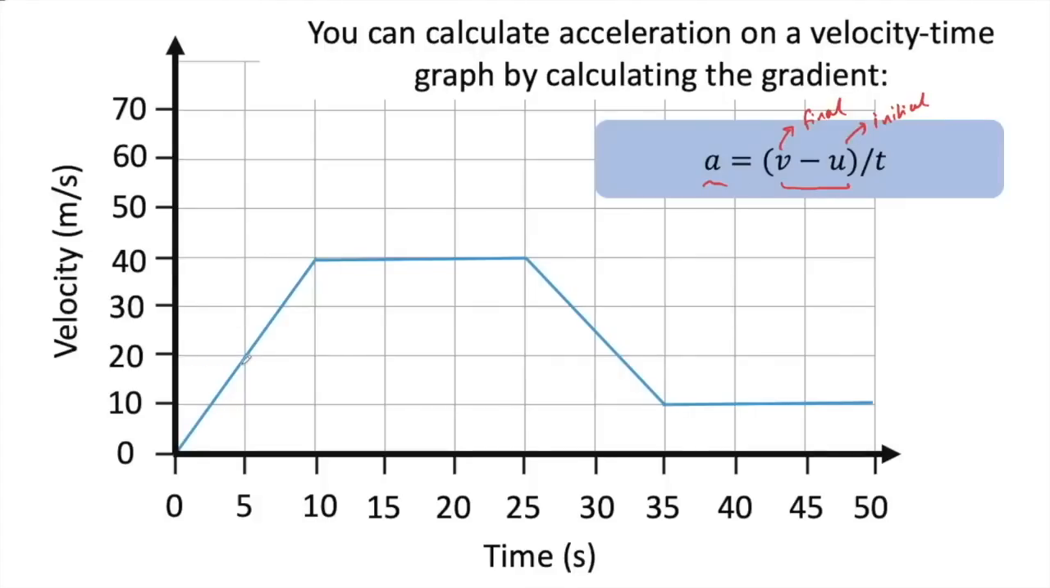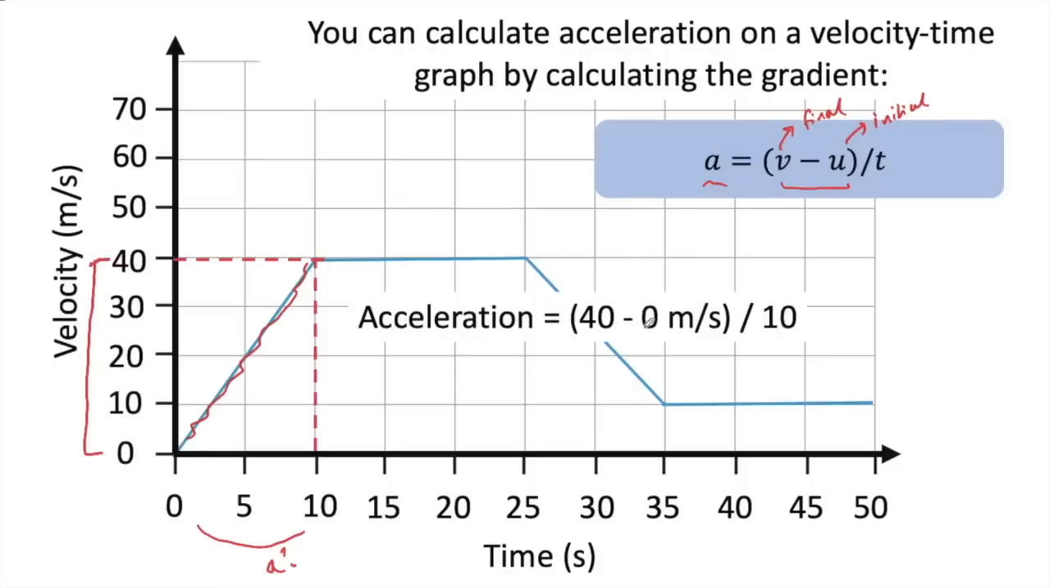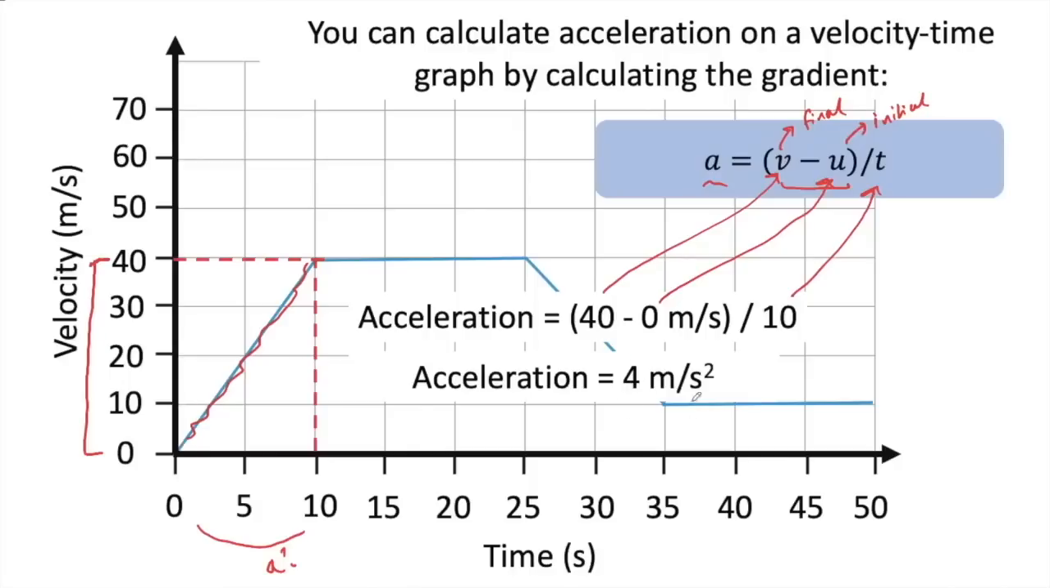So if, for example, we said what is the acceleration in the first 10 seconds, we would calculate the gradient of this line here. So we'd have a look and we'd see that we have a velocity change from 0 to 40 in that 10 seconds. So 40, take away 0, so that's your final minus your initial, divided by 10, which is your time, should give us the acceleration. So acceleration in this case would be 4 metres per second squared, and have a look at the units for acceleration there.